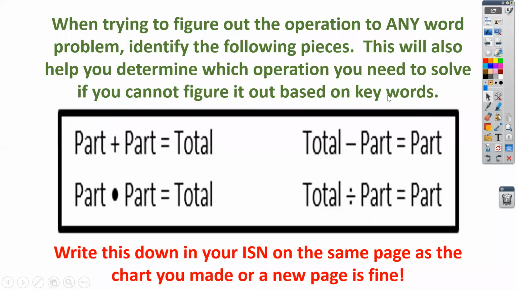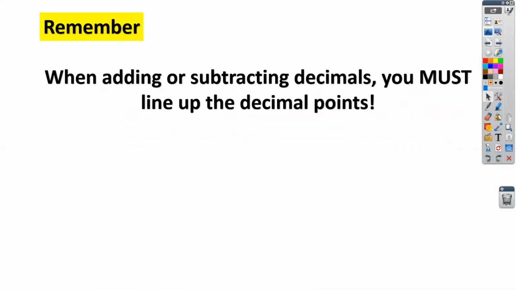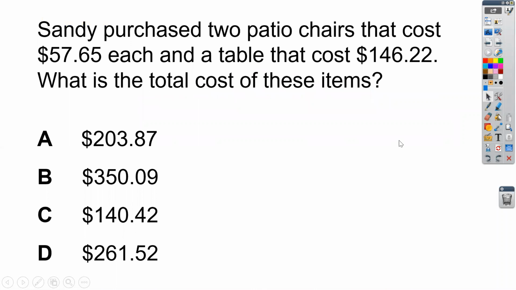All right, so let's look at a couple practice problems. One thing to remember when adding or subtracting decimals, decimal points must be lined up. You have to line up decimal places, you have to line up place value. So if we look at this example problem really quick, it says Sandy purchased 2 patio chairs that cost $57.65 each and a table that cost $146.22. What is the total?